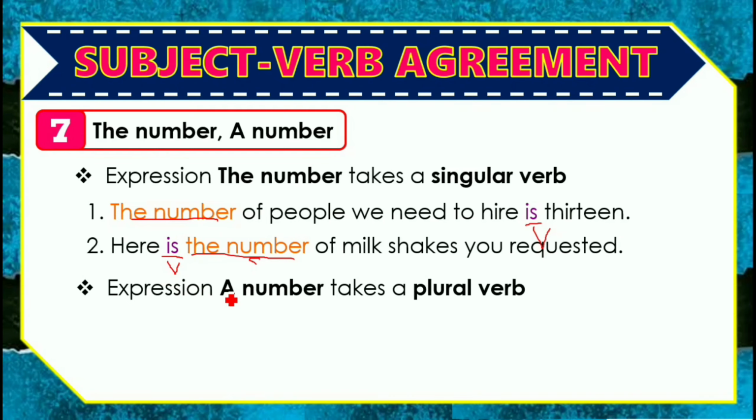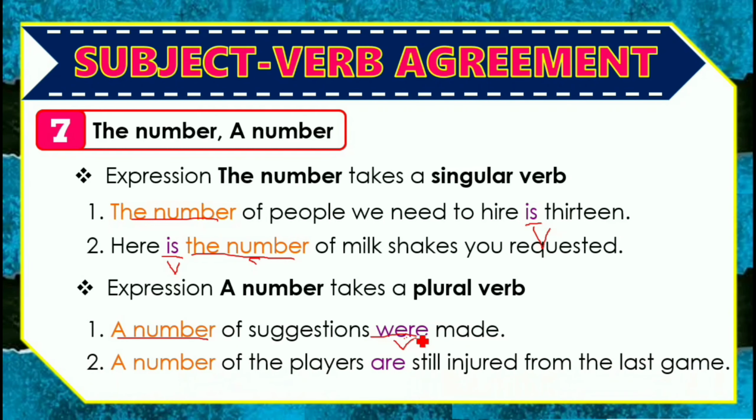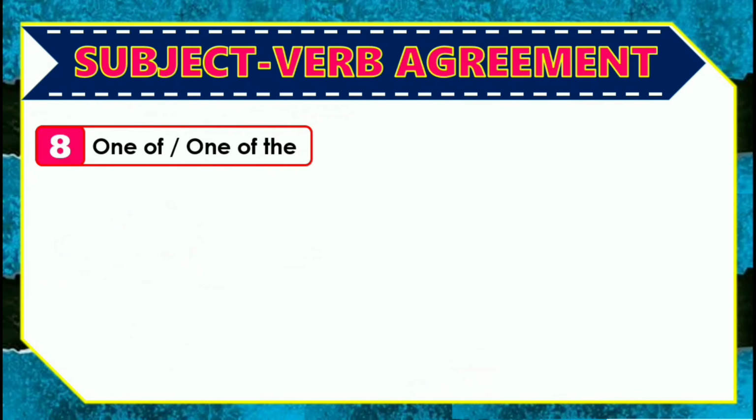The expression a number takes a plural verb. For example, a number of suggestions were made. So a number, were made. It's plural. A number of the players are still injured from the last game. So again, a number is our expression and are is plural.